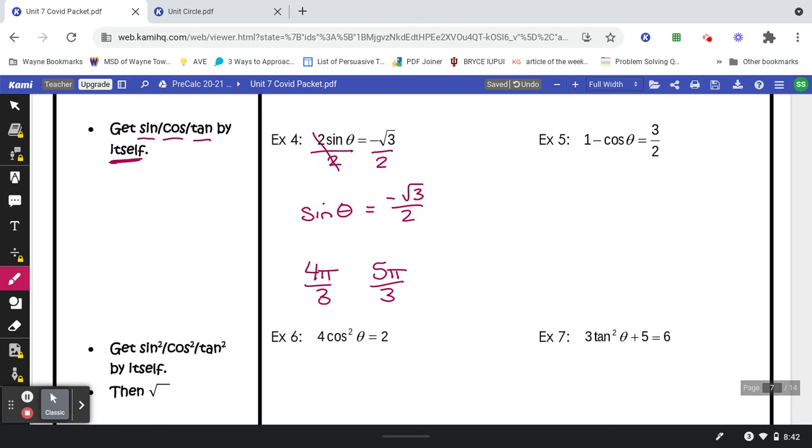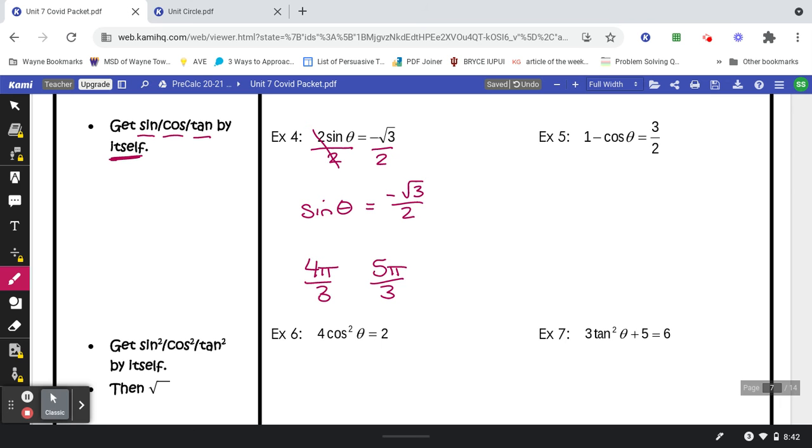All right, example number 5. Again, we're going to solve for cosine. So I'm going to subtract 1 from both sides. Three over 2, I'm going to go ahead and change that into a mixed number. 2 goes into 3 one time. And then I have 1 left over out of the same denominator, 2, 1.5. You could also do that by doing 1.5 and subtracting the 1. Either way, I'm going to get a positive 1/2.